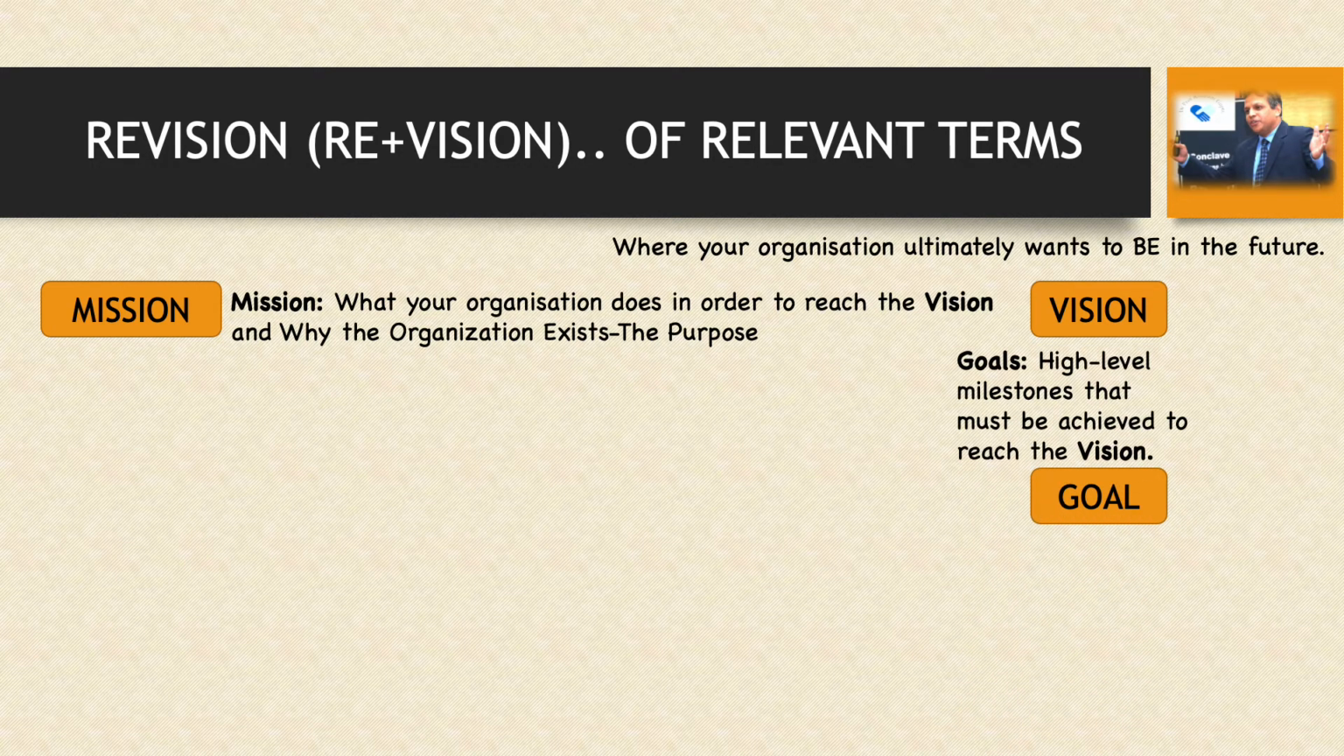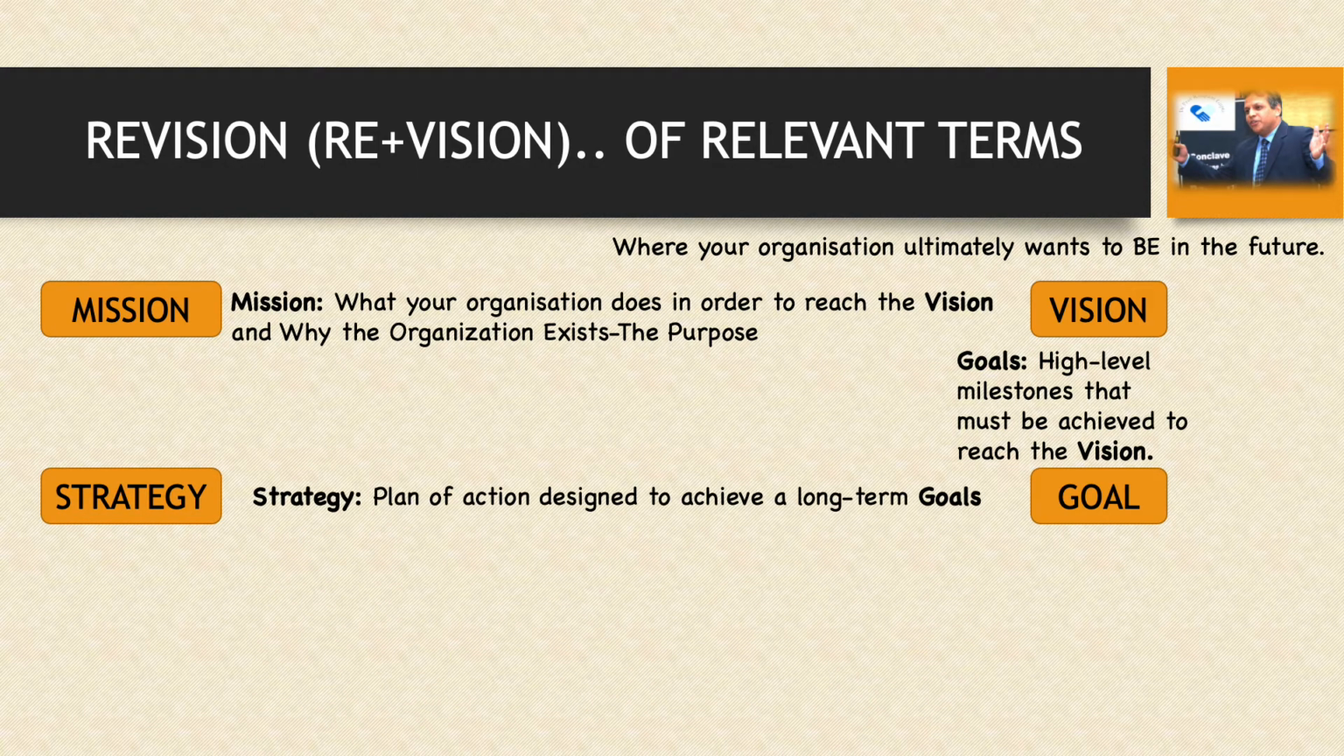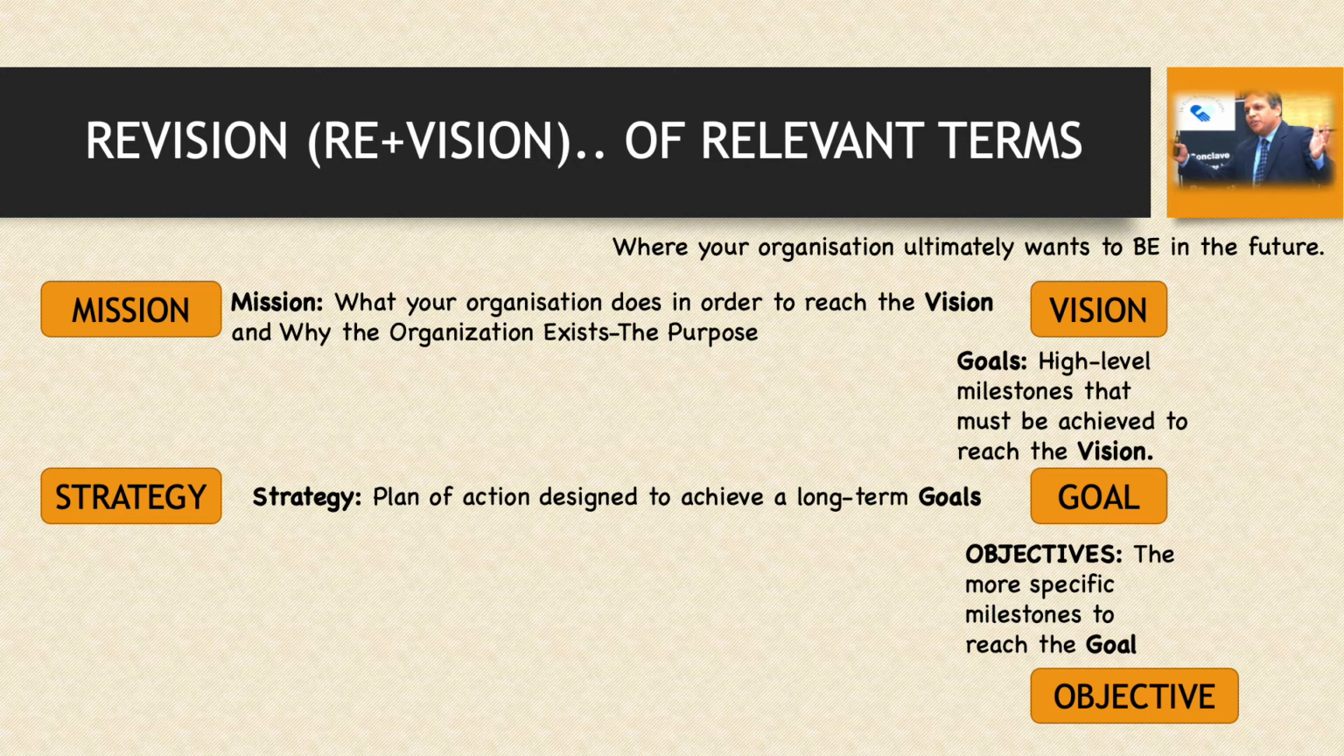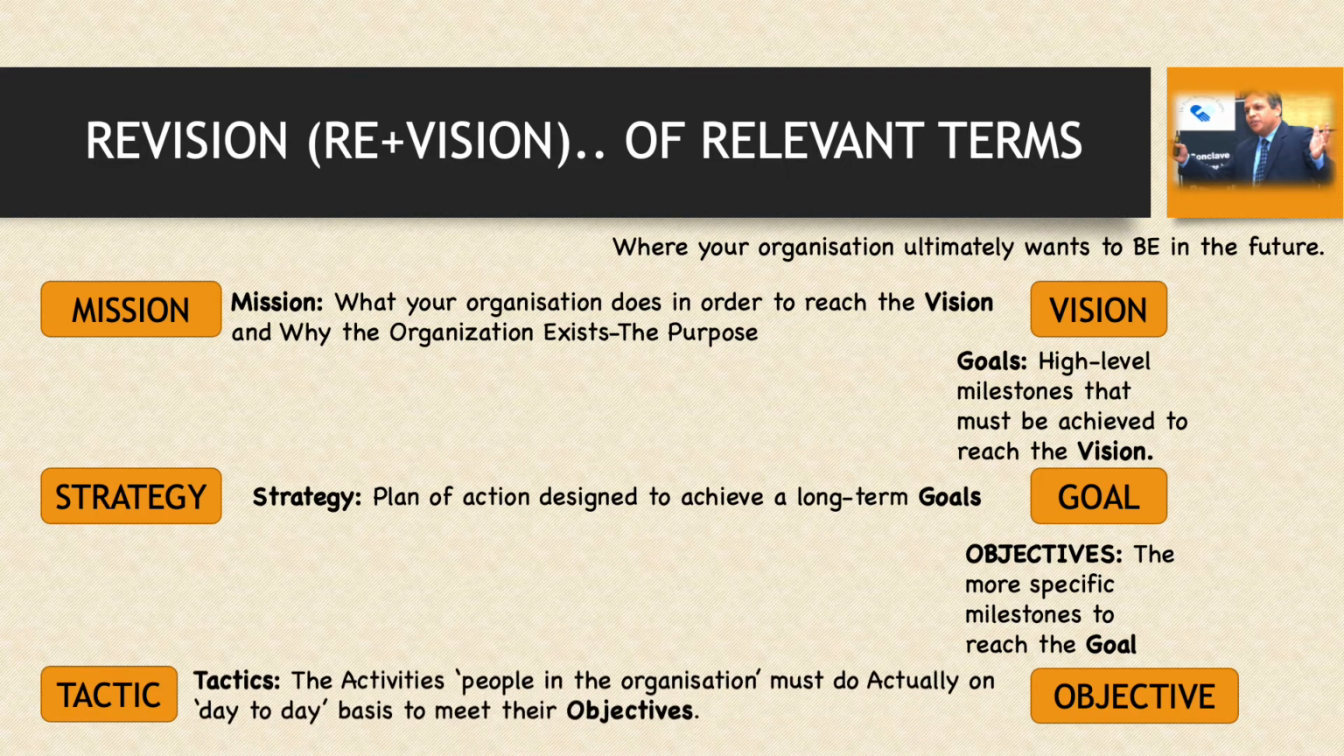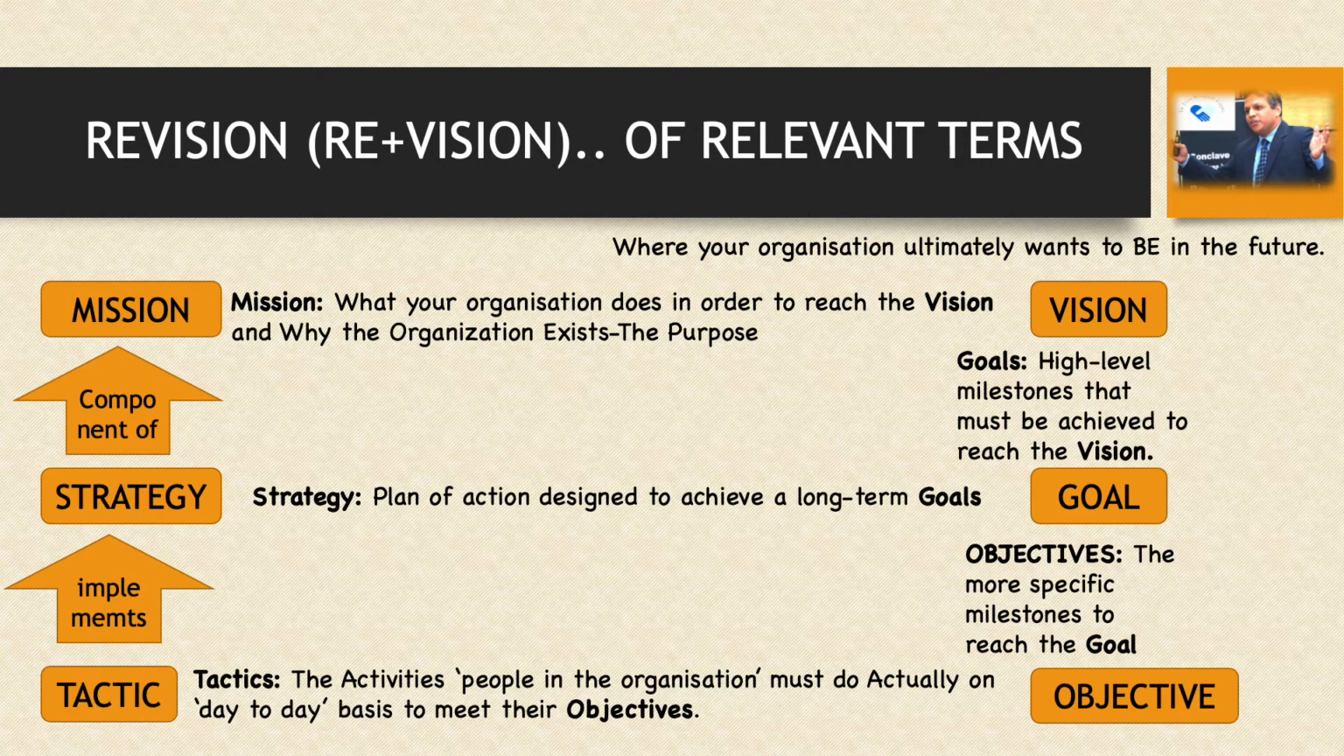Goal is the high level milestones that must be achieved to reach the vision. Then the term strategy. Strategy are the plan of actions designed to achieve a long-term goal. And then we have objective. Objectives are the more specific milestones to reach the goals. And then the tactics. The tactics are the activities people in the organization must do actually on a day-to-day basis to meet their objectives.